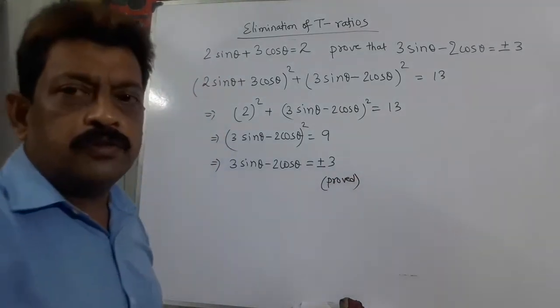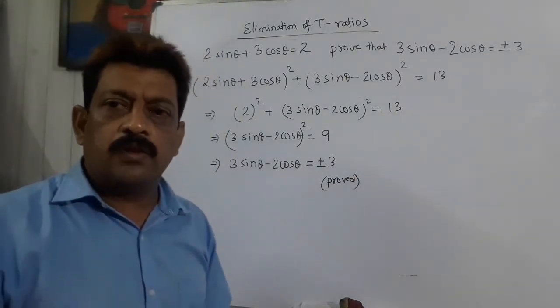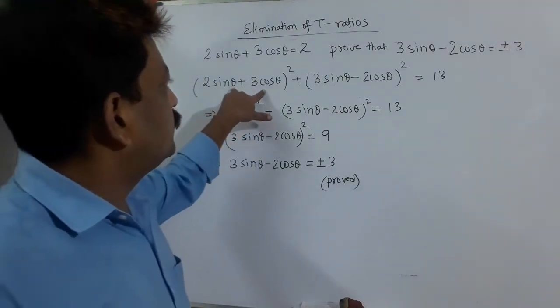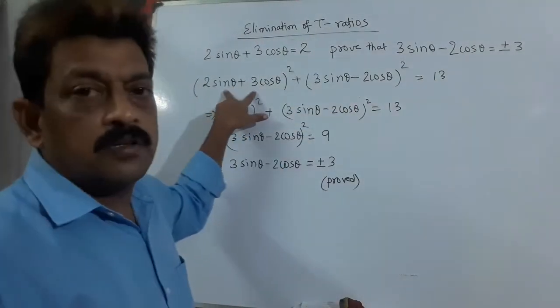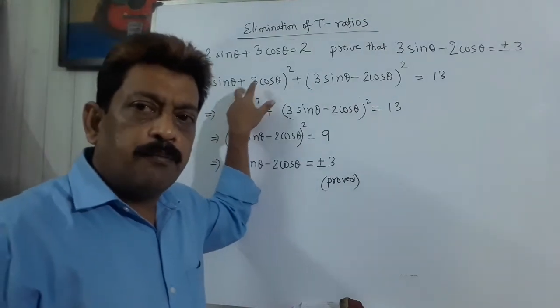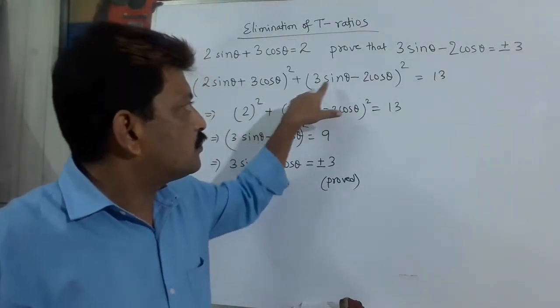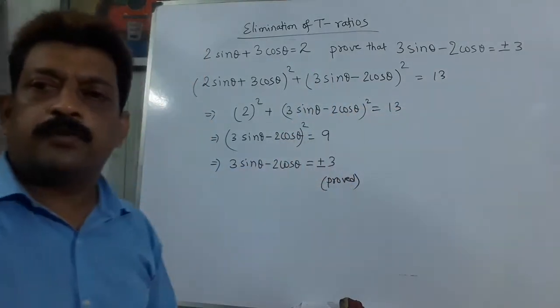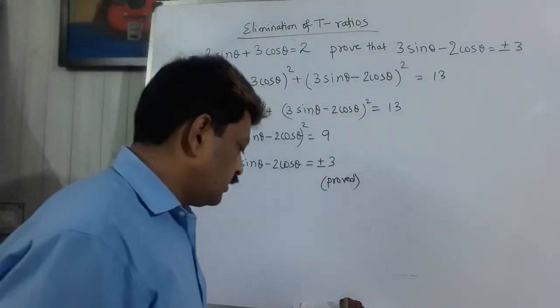So hope you have understood. This sum was really very easy. You only have to use the technique. First of all, you have to find the value of these two parts, that is the square of the given part plus the square of the question part. Find their value and then use this step. Okay. So one more question of this type.